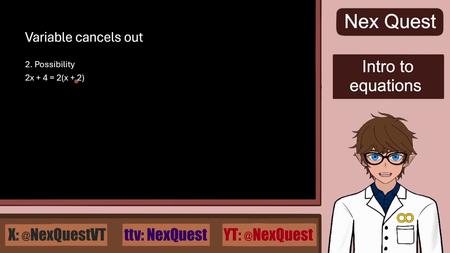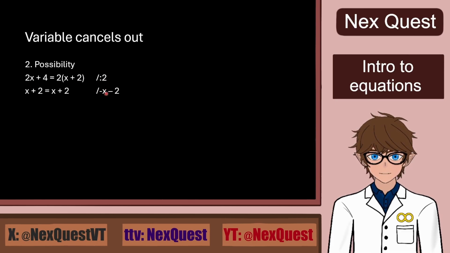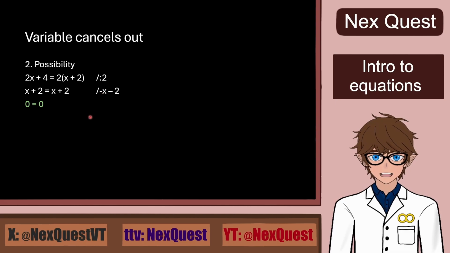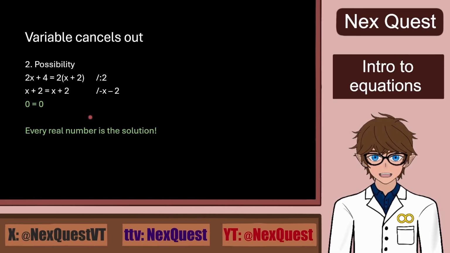However, the second possibility is when both the variable and the numbers cancel themselves out, as in this example: 2x plus 4 equals 2x plus 2. If we divide both sides by 2, we get x plus 2 is x plus 2. We take away x and we take away 2. So I just combined both steps into one. And we get 0 equals 0, which is correct. Ergo, every real number is the solution.